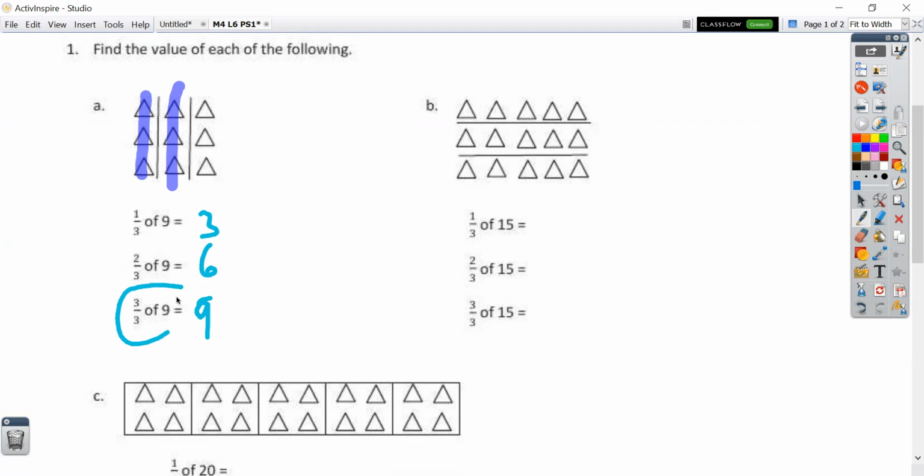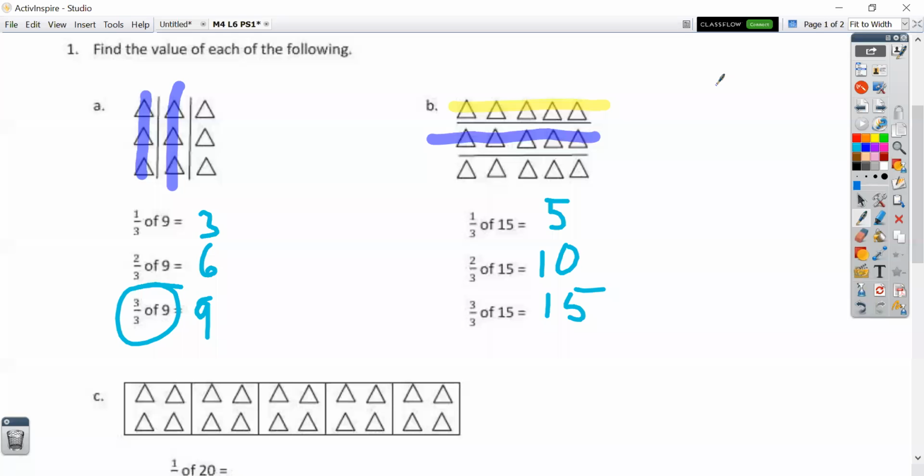Because really, think about that. That is saying 1 times 9, basically, because 3/3 is 1 whole. So if you have 3/3, if you have the whole of the 9, you have all 9 pieces. So I'm going to ask you to pause me, and then I'll go ahead and do the work with you. But remember, you're doing these horizontally in the rows.